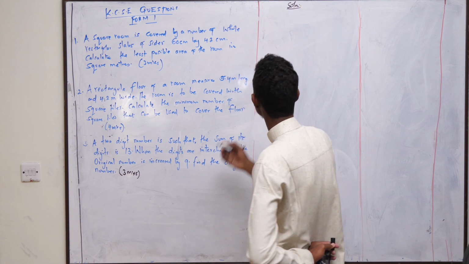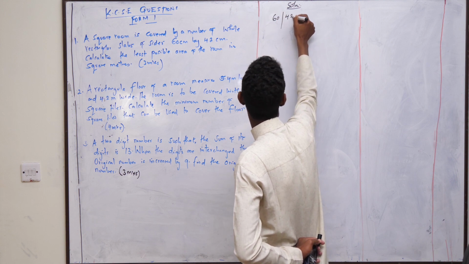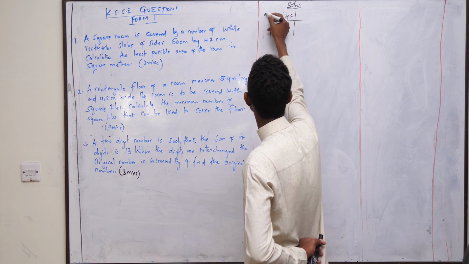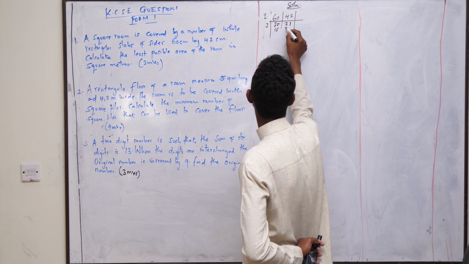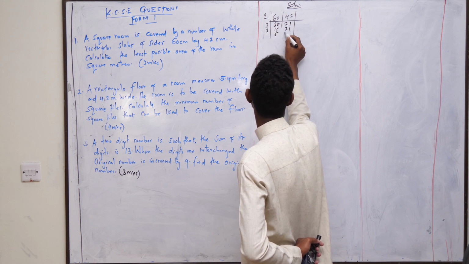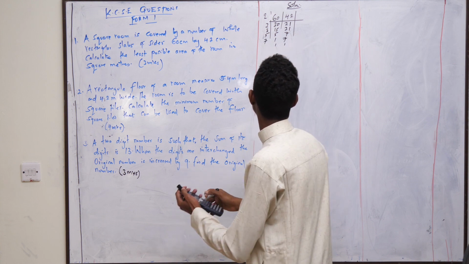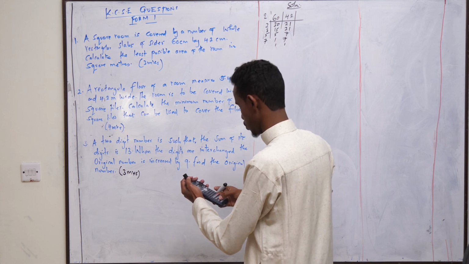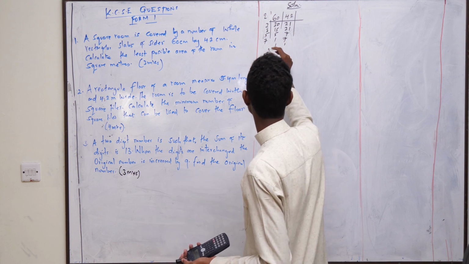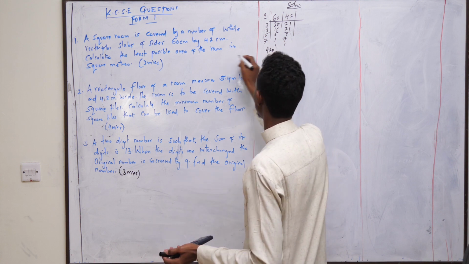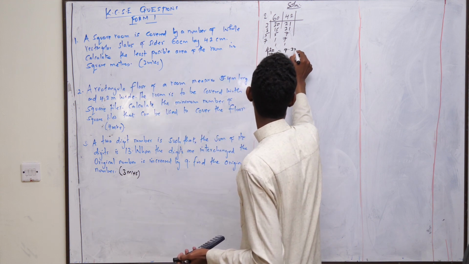Solution number 1 will be 60 and 42, right? Let's get the LCM. 2, 30, 21. 2, 15, 21. 3, 5, 7. 5, 1, 7. 7, 1, 1. Now, let's get the LCM: 2 times 3 times 5 times 7. That is 210 centimeters. Now, how can you convert it? Because you are converting centimeters into meters, you divide by 100. That is 2.1 meters.